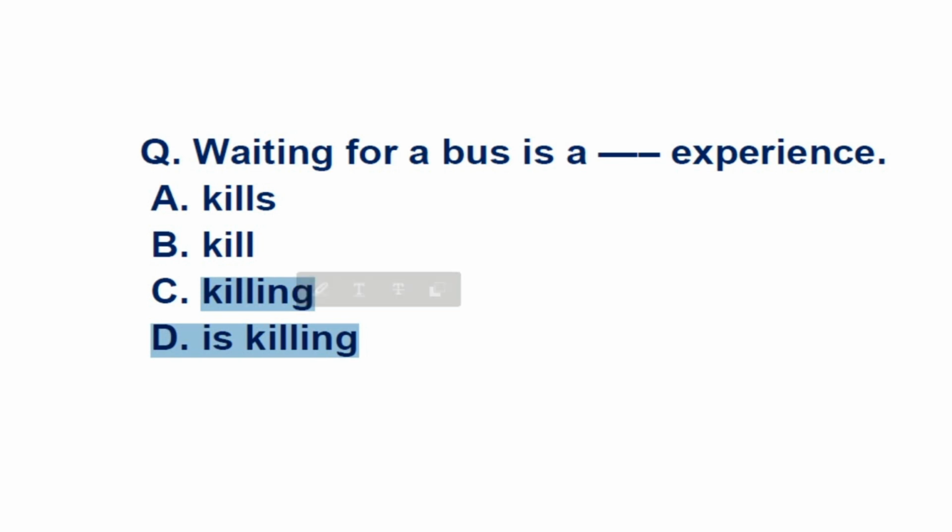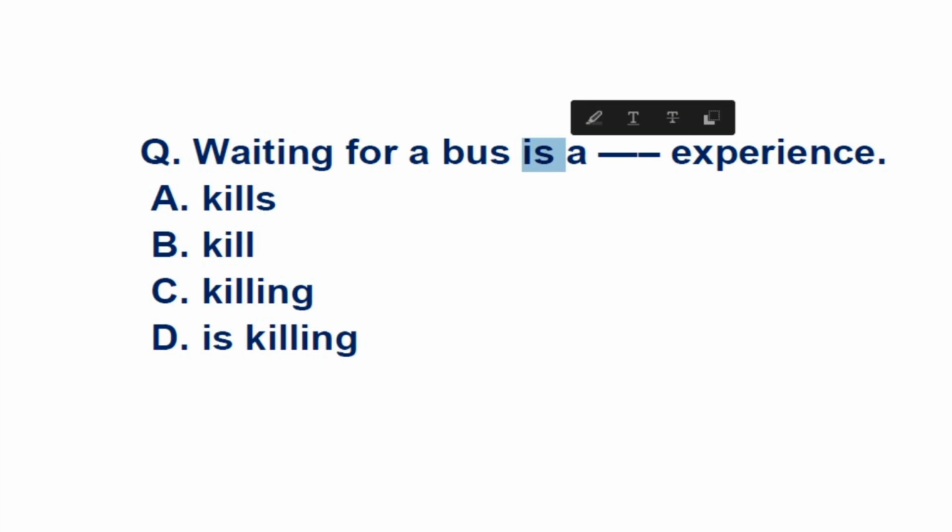Okay, we look in here and we find "is" already. So the option will come like "is a killing experience." So the answer is option C, killing experience. Waiting for a bus is a killing experience. Hope you are clear about it. Okay, now we will look into the second question.